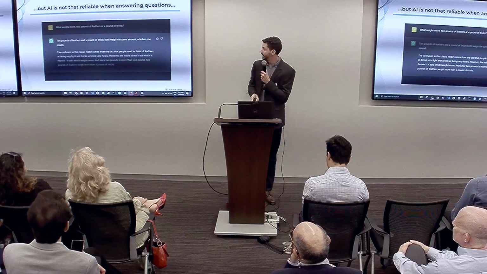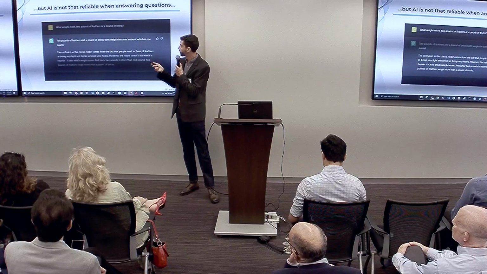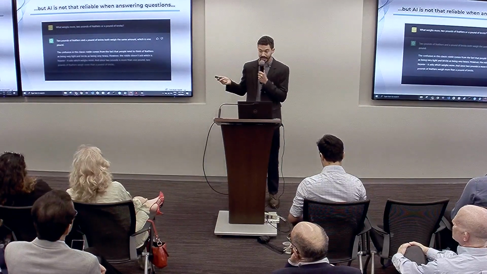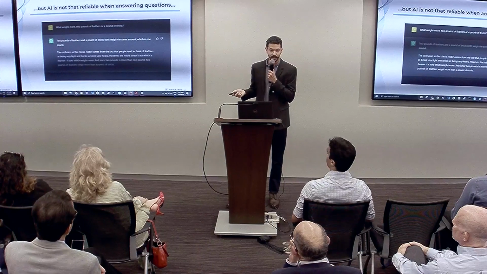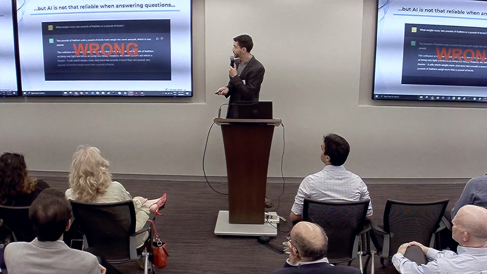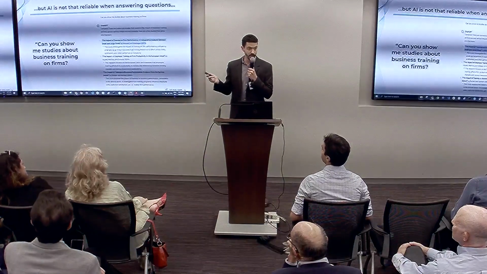For instance, if you ask ChatGPT a very simple question, what weighs more, 2 pounds of feather or a pound of bricks, it will tell you, of course, I know this classic riddle, they weigh the same, when in fact you have 1 pound on the one hand and 2 pounds on the other. So AI is not reliable on questions involving reasoning, and it is not reliable when you ask it questions.